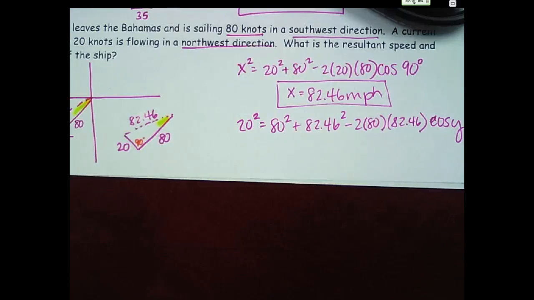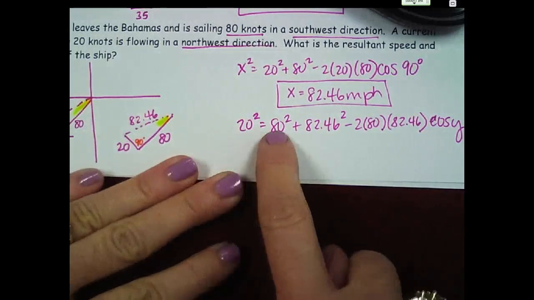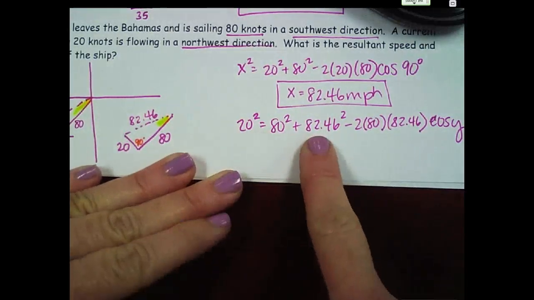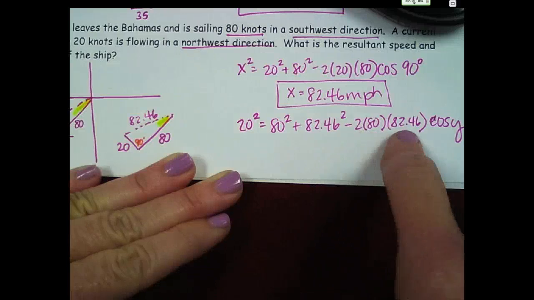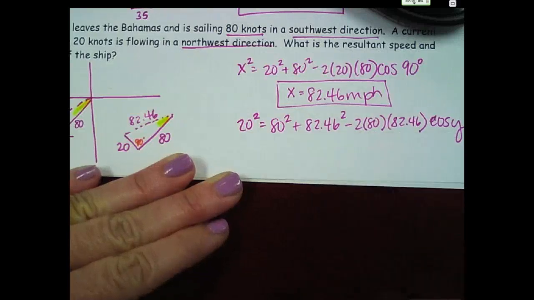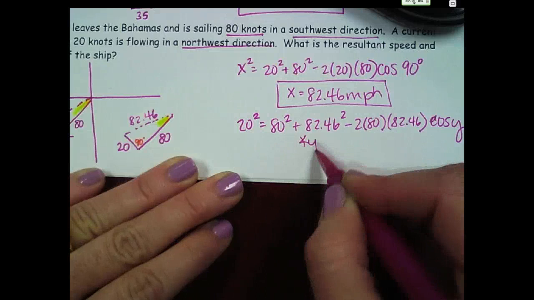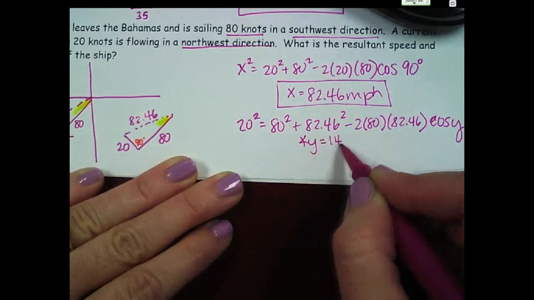Okay, so find y for me. Find y. Okay, remember again, you're gonna do 20 squared minus 80 squared minus 82 squared. Hit enter. Divided by -2, divided by 80, divided by 82, hit enter. And then take the inverse. So your angle y, the yellow, is gonna be 14.04 degrees.